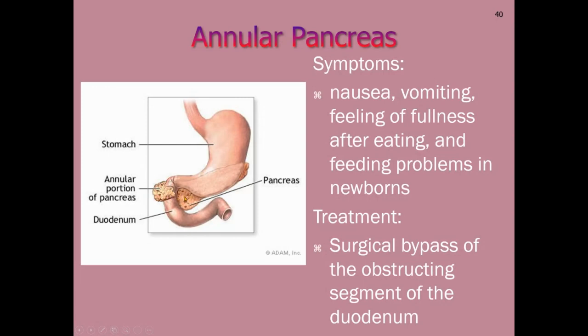If it squeezes really tight, it can cause a lot of problems. Okay, so this might be something they discover thinking it's pyloric stenosis when it's actually annular pancreas. The symptoms are nausea and vomiting, feeling full after you eat, and feeding problems in newborns. If it's loose, you may not know it, but when it starts squeezing, you can have these problems. And they actually have to do a surgical bypass of that obstructed segment of the duodenum. Okay. They wouldn't do anything with the pancreas because the pancreas is a much more sensitive structure.